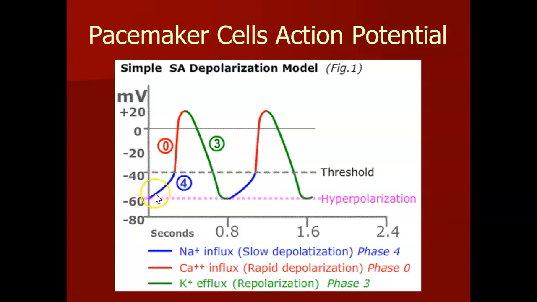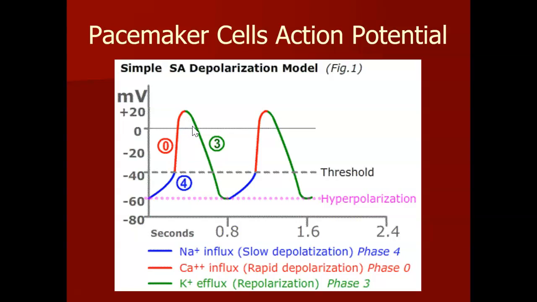It does it very, very slowly in a cardiac pacemaker cell. Once we get to a point where we've become slightly more positive than where we started, we're only going from negative 60 millivolts to negative 40, then we're going to trigger all of those calcium and potassium gates to open. So potassium is going to come into the cell, influx, so depolarization is going to occur.